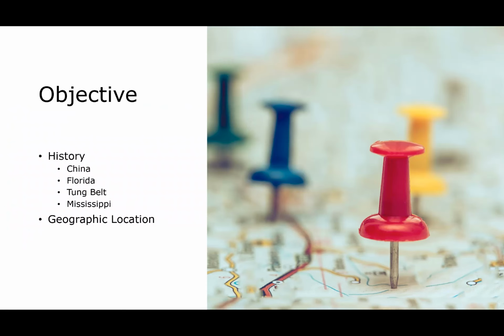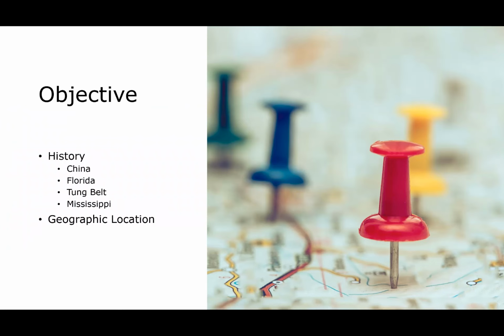Now, the objective of this paper is to find the geographic location of the tung oil production. This would include the mills and where all the orchards or farms were grown. And in order to obtain that information, I have to go over the history. So hopefully this won't take too long. I'll try to be as fast as I can.